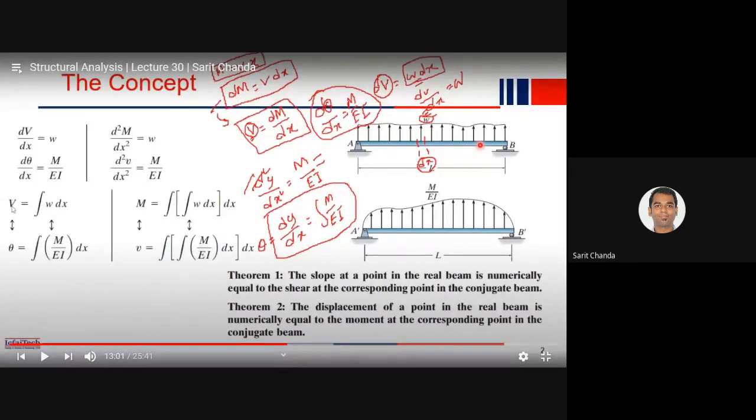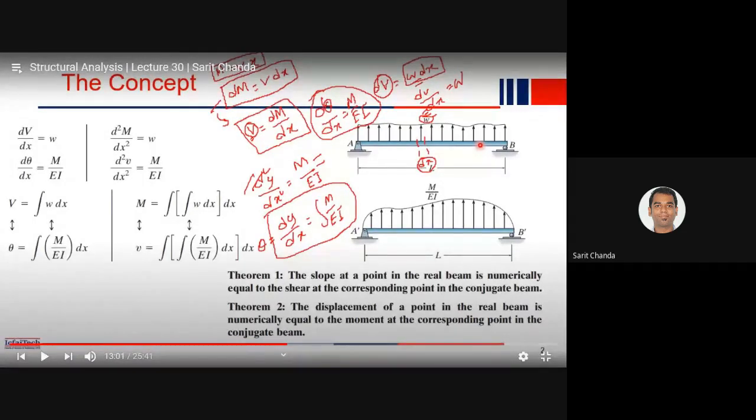In the conjugate beam, whatever is the V, meaning shear force, the same thing will be the theta, meaning slope, in the real beam. Similarly, whatever the moment in the conjugate beam is, that same thing will be the deflection in the real beam. So once you draw the conjugate beam, and find the bending moment and shear force at any point, that is nothing but the slope and deflection in the real beam. So it is very easy to calculate the slope and deflection using this method.